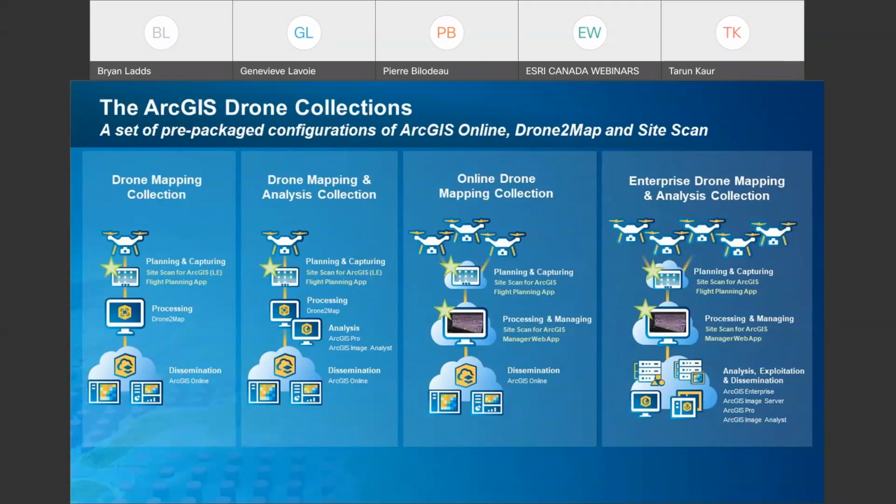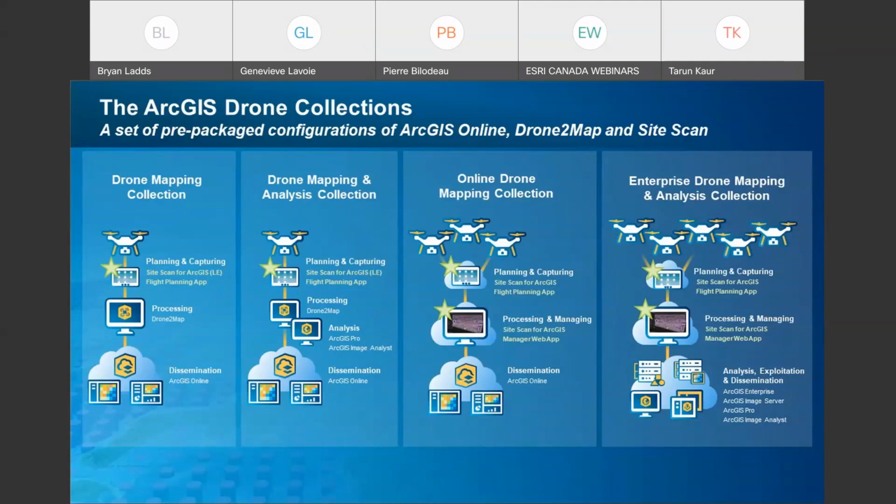And then from there, we jump up, and you can see there are more drones here, into the online drone mapping collection. This is going to use a pure cloud-based solution. Again, we're going to use SiteScan flight planning. We're going to use SiteScan for processing and managing, and then we're going to disseminate with ArcGIS Online. The really nice thing about this cloud offering is it's completely scalable. We can have as many drones and drone operators as we need, and we can share it out with the whole organization all through the cloud.